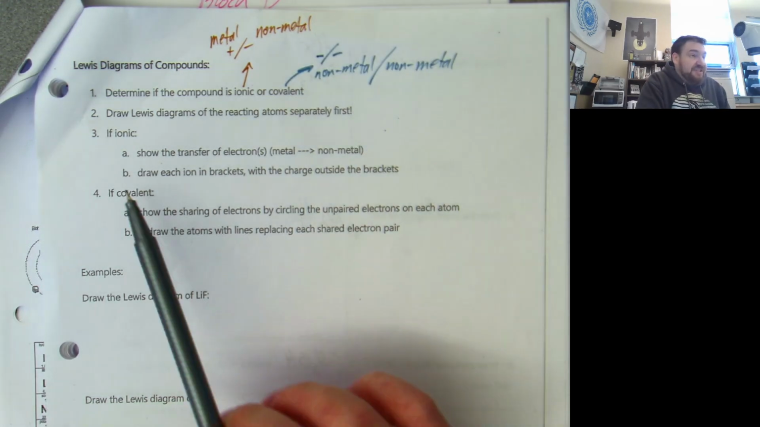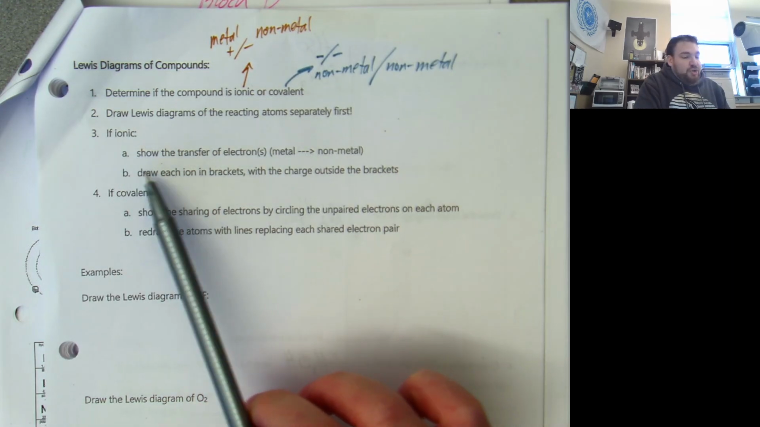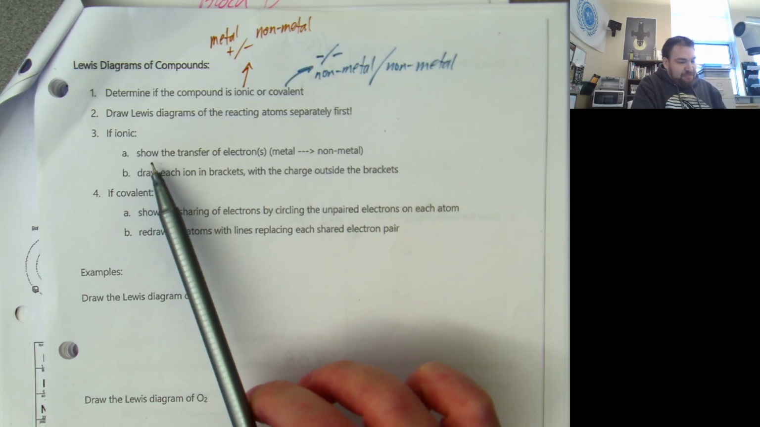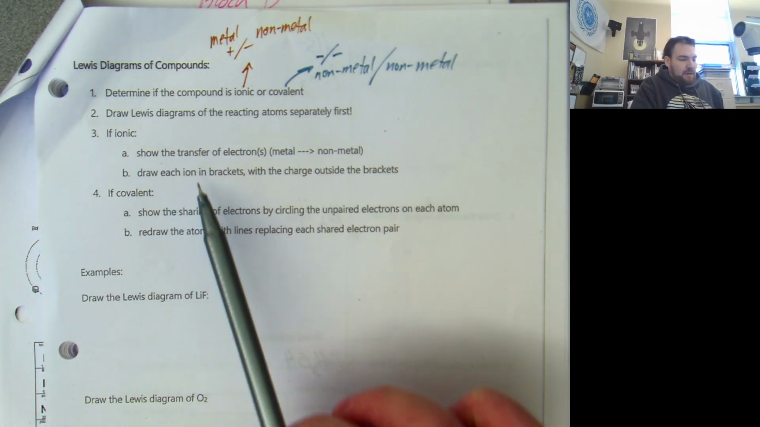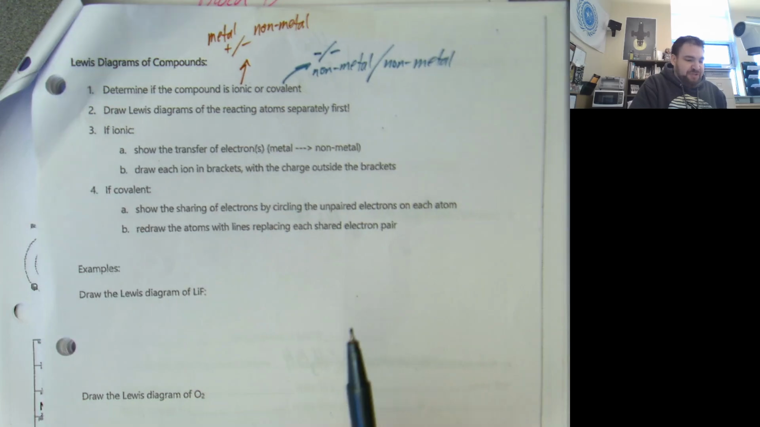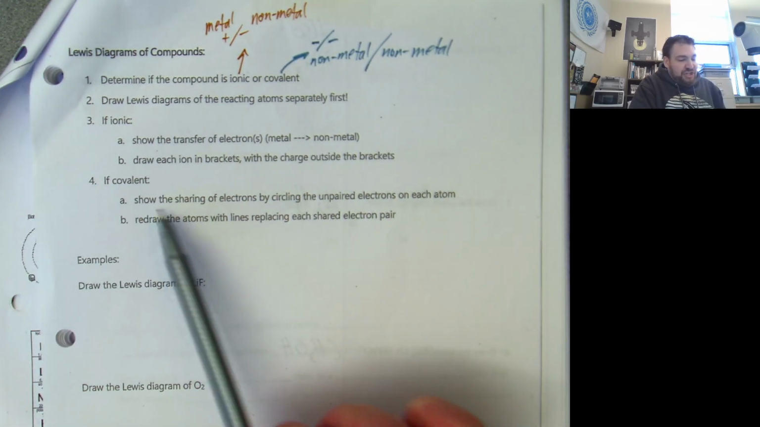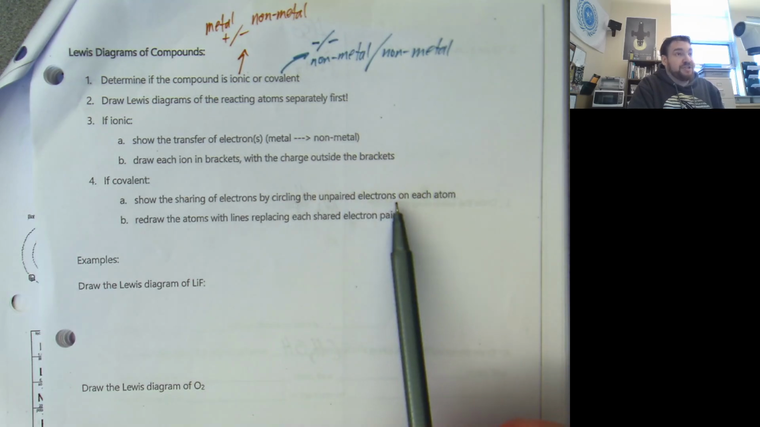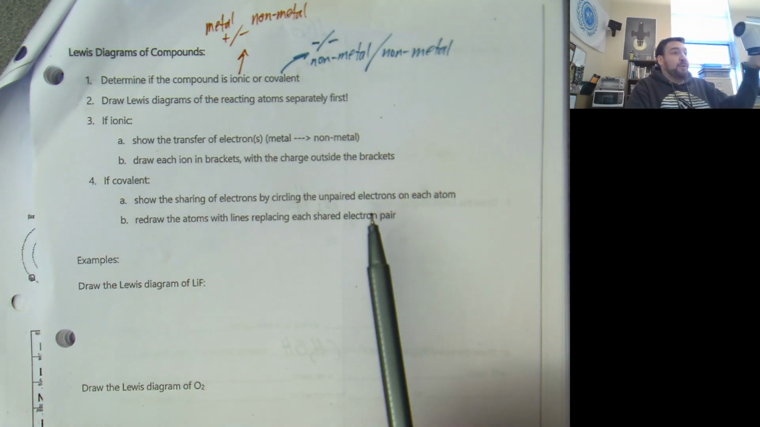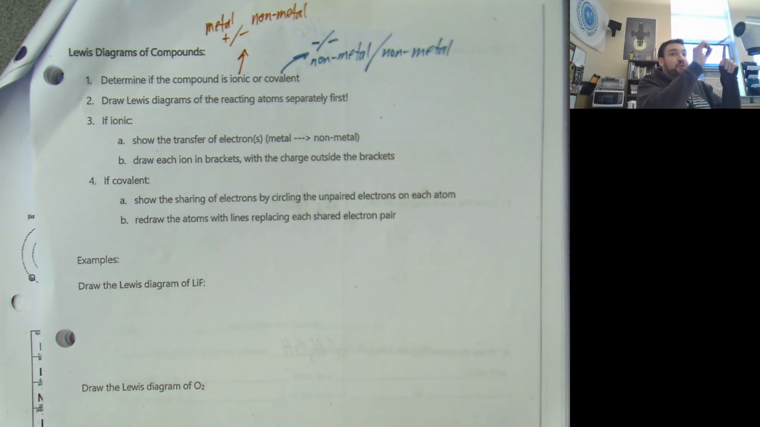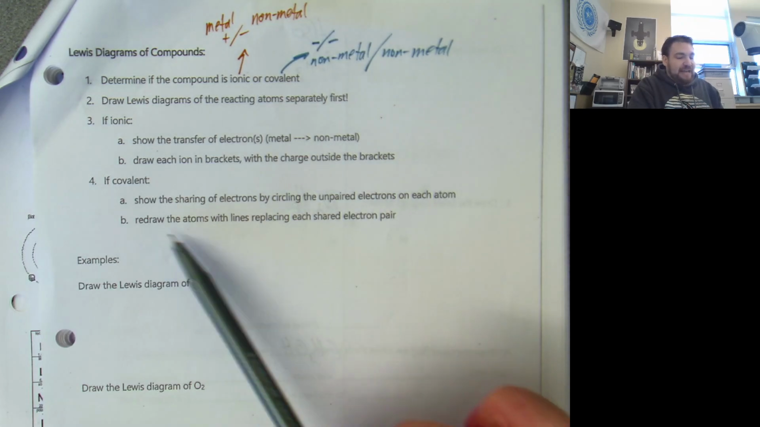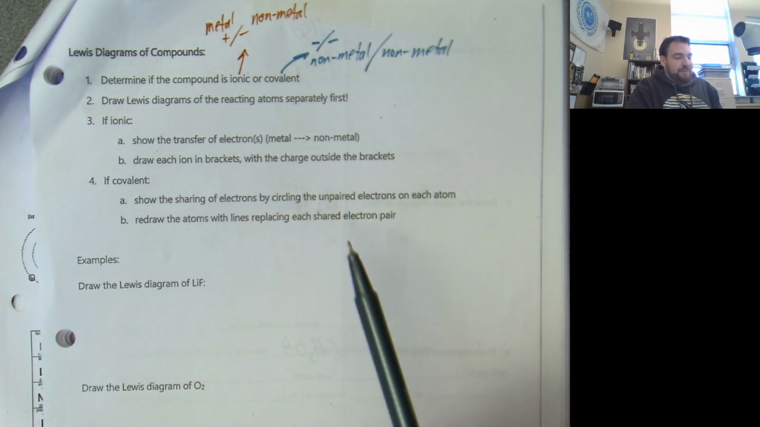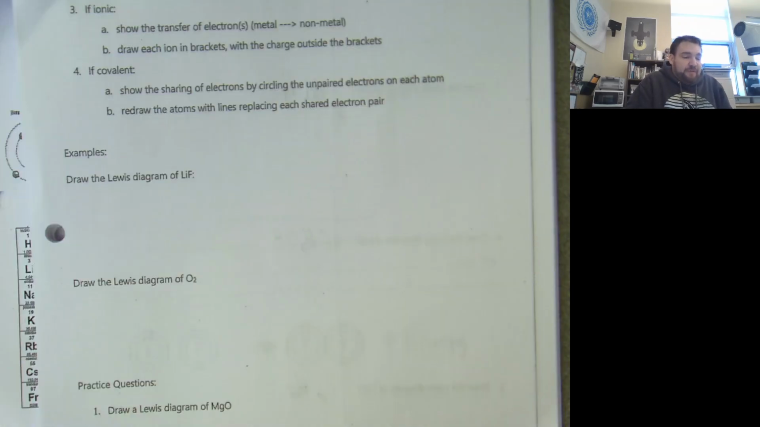So the instructions here are similar to the Bohr diagrams for the ionic one. Draw the atoms, show the transfer, draw the ions in the brackets, step by step. If they're covalent, this is where things get more interesting. If they're covalent, show the sharing of electrons by circling the unpaired electrons. We did that in the first step when we were doing Bohr diagrams. I had you do Bohr diagrams, I had you circle the ones for covalent that were being shared. But then what you do, instead of drawing the overlap, you redraw the atoms with lines replacing each shared electron pair. So here's what this would look like for ionic.